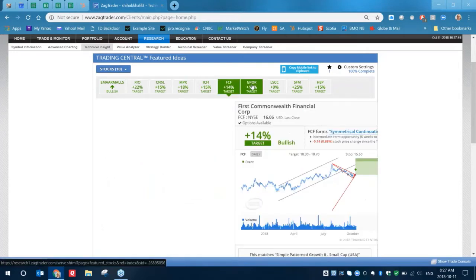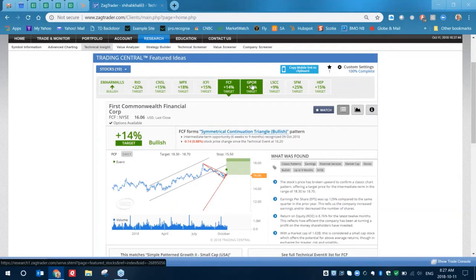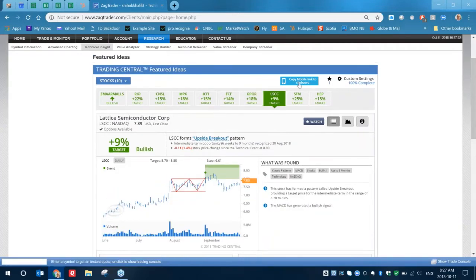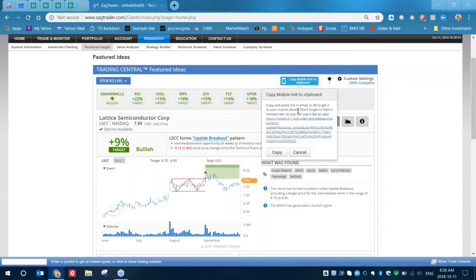And I'll also mention that this is what's called a fully responsive application. So you can actually get these ideas on your mobile phone just as well. And if you want to get these ideas on your mobile, what you can do is use this link that says copy mobile link to clipboard. So I can click on that and we'll create for you this very special URL, which you can then copy and send to yourself on your iPhone or your Android phone and open that up in a browser. And then you can either create a home screen icon or create a bookmark and so on. And that'll basically give you access to the featured ideas on your mobile phone.